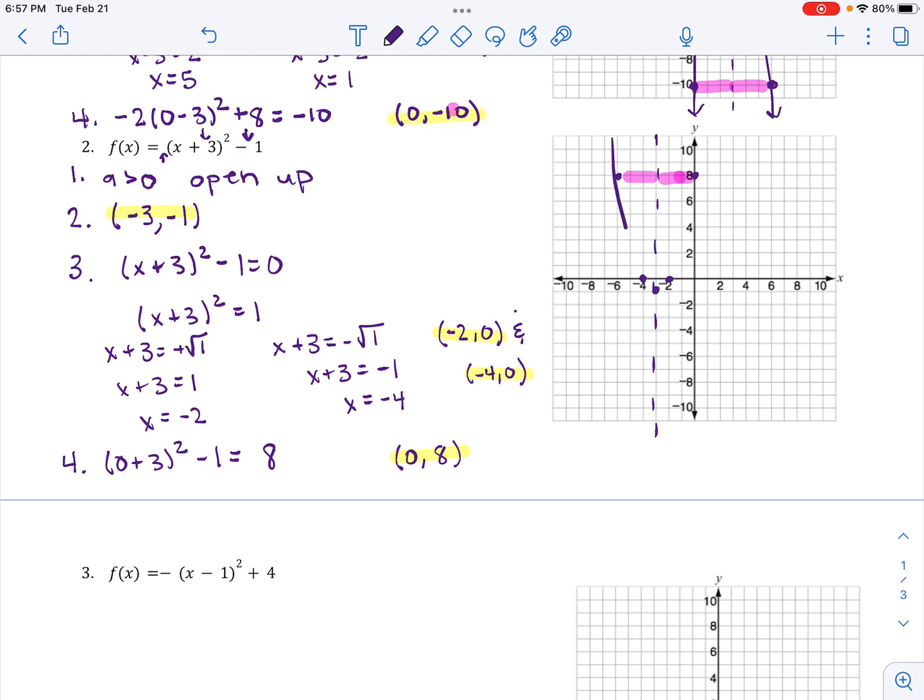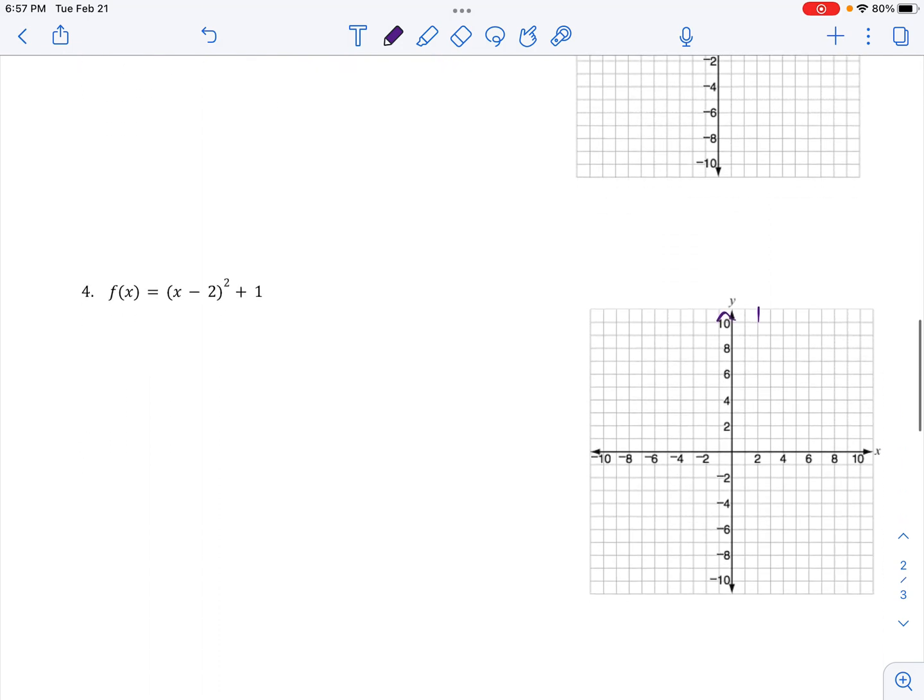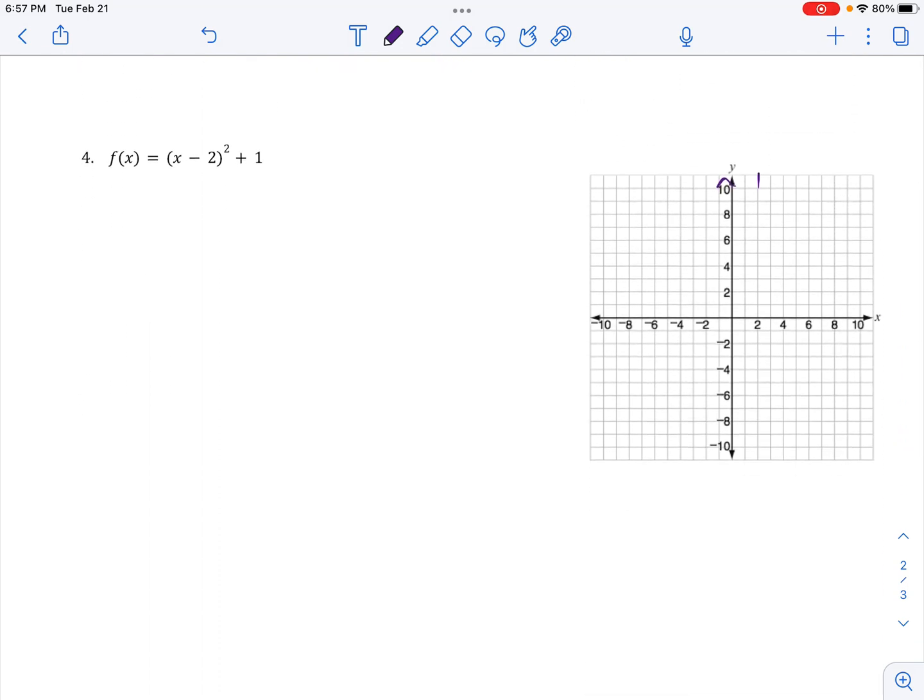So this is going to give me this U shape. Okay. And I always want to double check, does it open up like I thought it would? It does. So then we're good to go. We're going to go ahead and skip number 3 for right now, but we're going to look at number 4. Okay, number 4, step number 1. Looking at that A value, A is greater than 0, so it's going to open up.